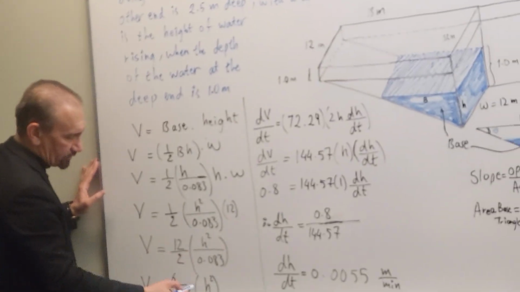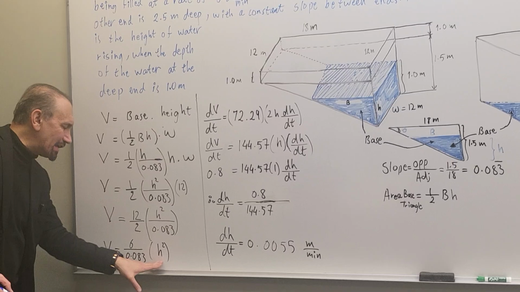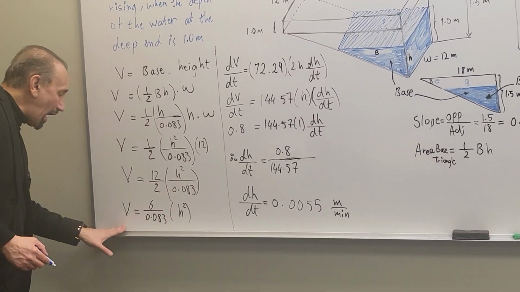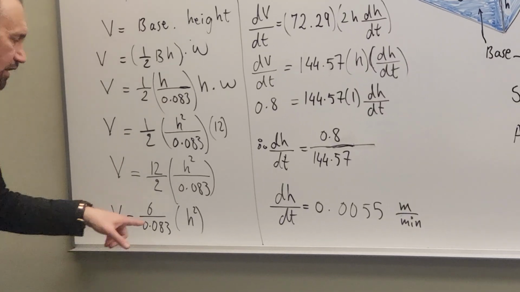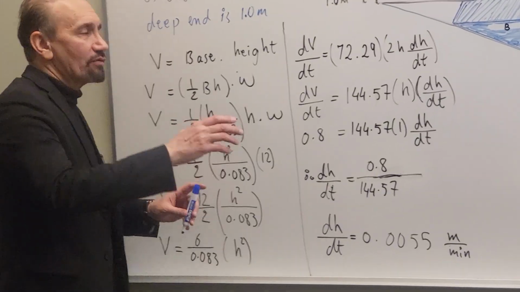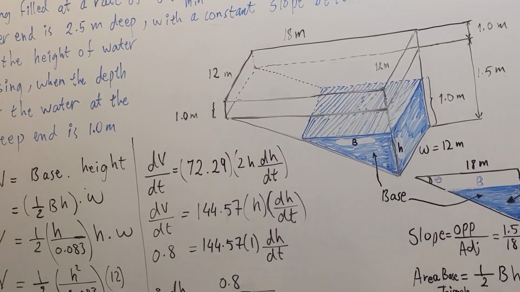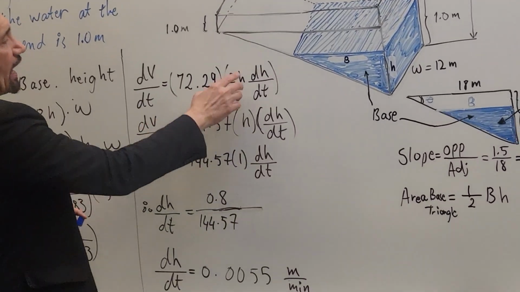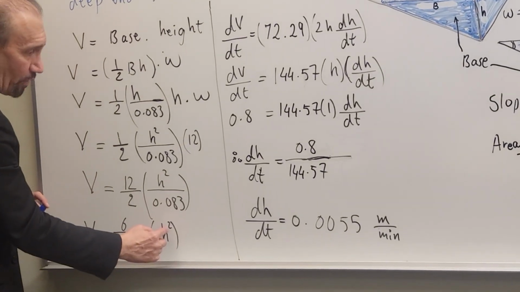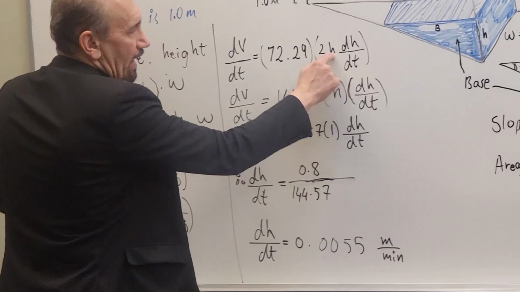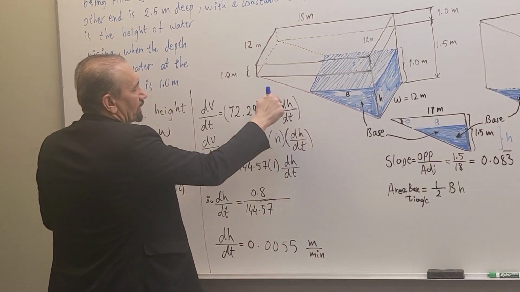I put this outside, so I got a relation of the volume of the prism in terms of one variable, which is H. Now I am taking the derivative with respect to time, not the derivative of V with respect to H. This is a related rate, so I take the derivative. The constant is 6 divided by 0.083. And now I take the derivative of H squared, so it is 2H to the power of 1 times dH over dt.